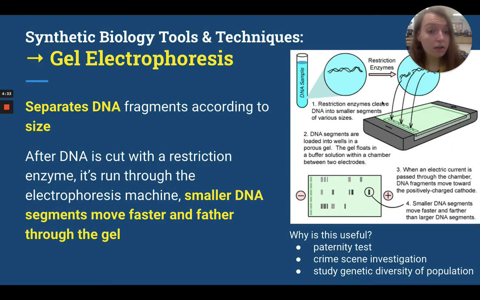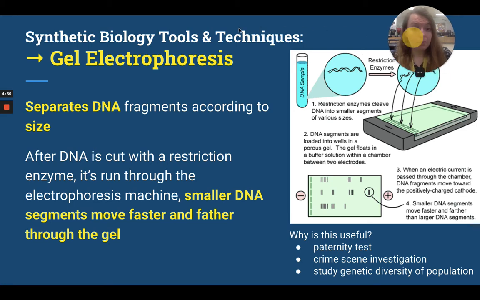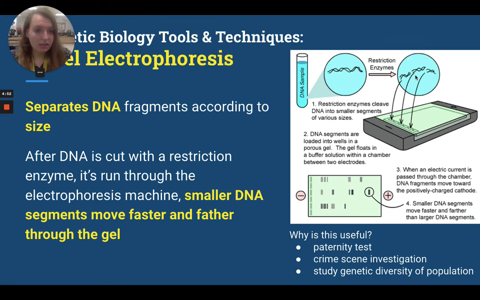All right, so let's take a look at the machine right here. And so how this works is we need a DNA sample, and then we need to cut it up. Remember, it's cutting it at specific locations where a pattern is found. So the restriction enzymes are added to the DNA, and it gets all cut up into different size pieces.